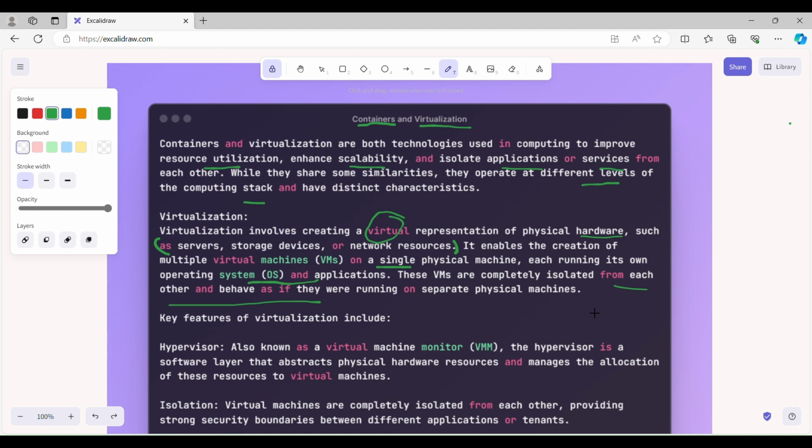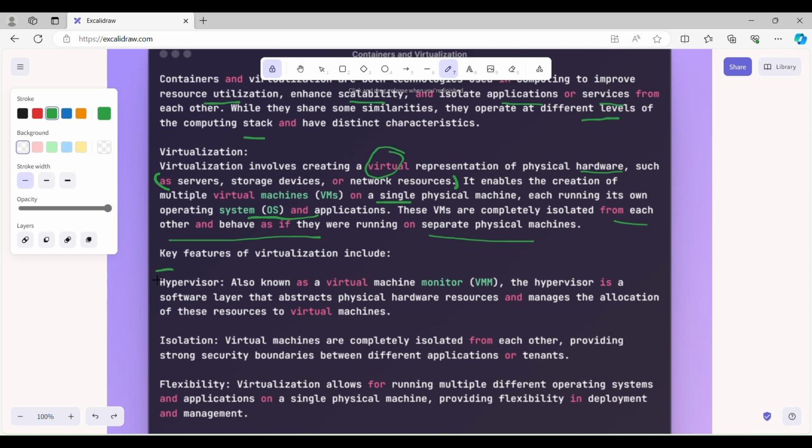During COVID time everyone used HVD for their office work, right? So this is an example of virtualization, like VMware. Now let's read about the key features of virtualization.